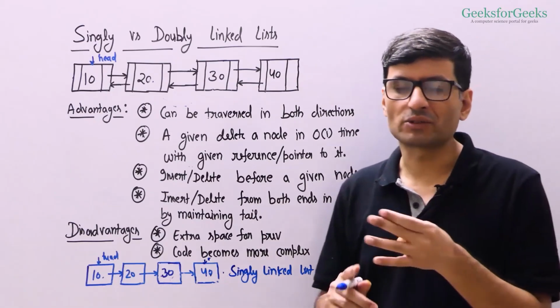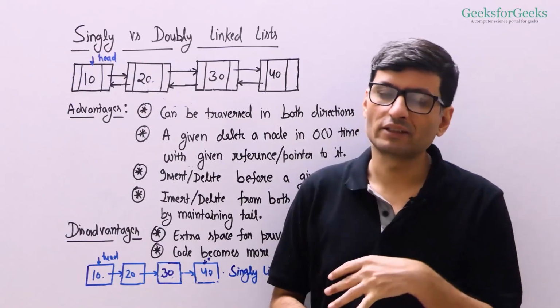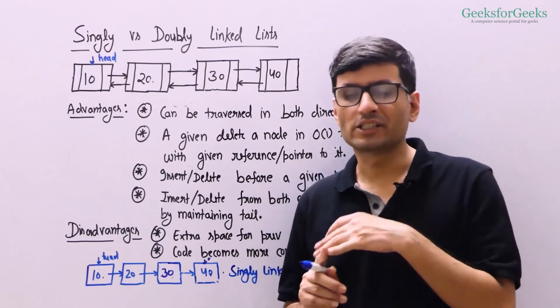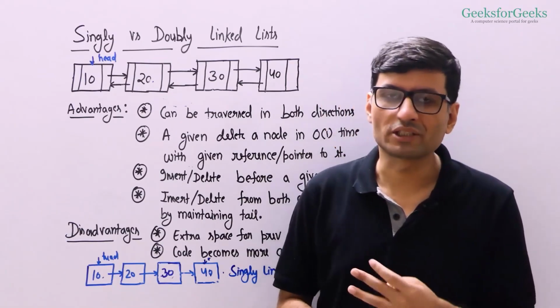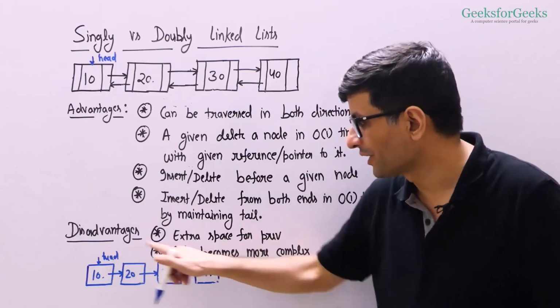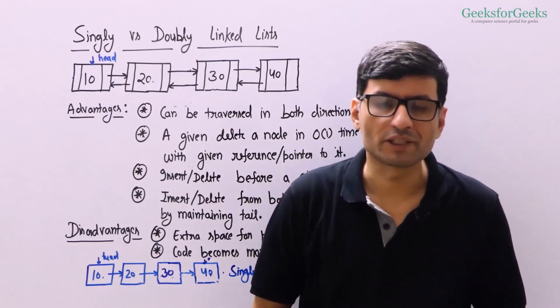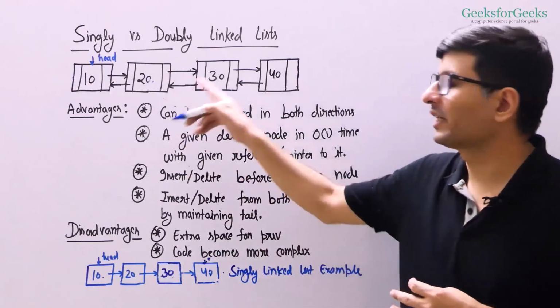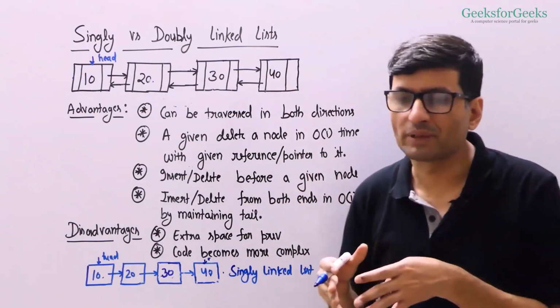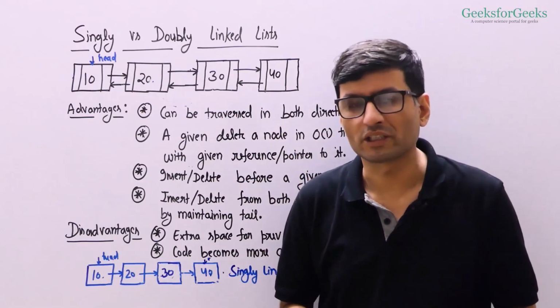So in singly linked list, we can do insert at the beginning, delete from the beginning, insert at the end, all these three operations in big O of one time by maintaining two variables, head and tail. But in doubly linked list, we can do all four operations in big O of one time by maintaining head and tail. And this is a big advantage of doubly linked list over singly linked list.